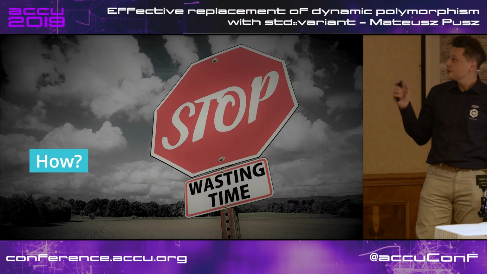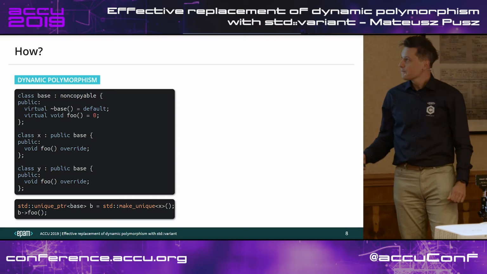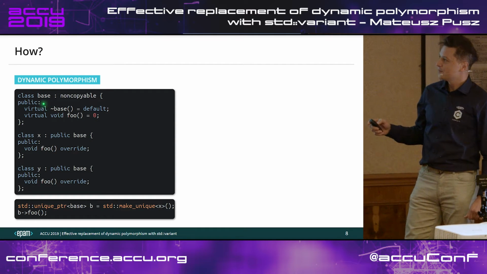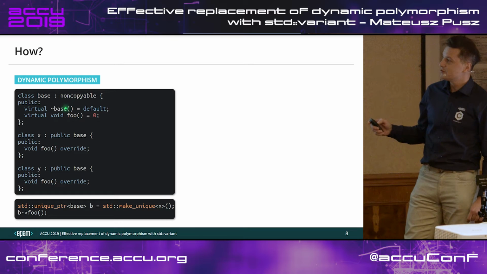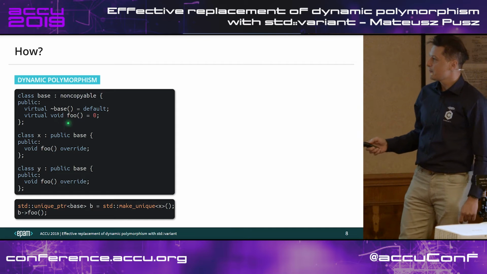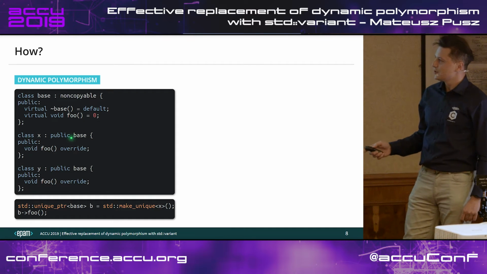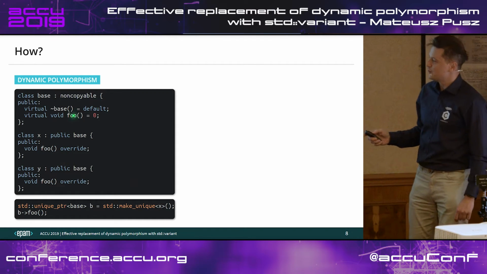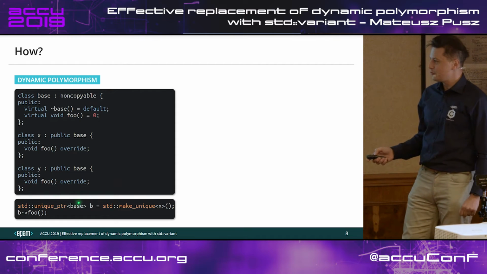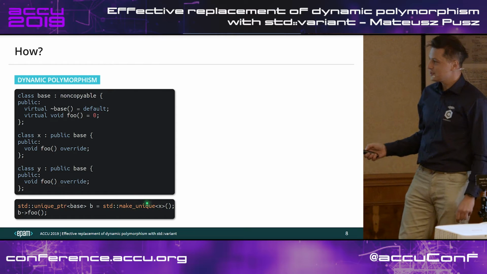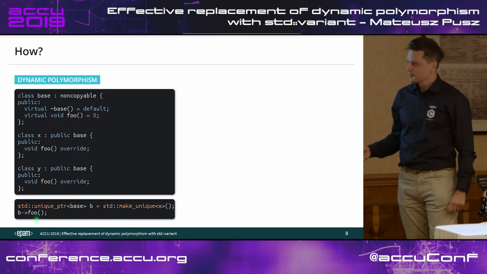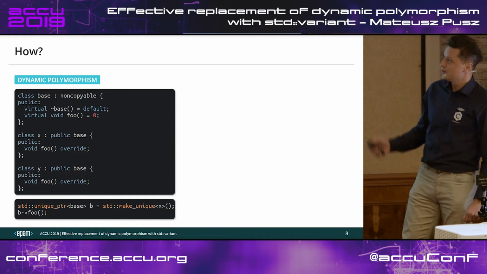So how to do it? This is typical usage of dynamic polymorphism. You have a base class that is non-copyable, has a virtual destructor, and some virtual function that's pure virtual in the base class. And you have some child classes that override this specific function with the same signature. In most cases, when dealing with polymorphism, you have to dynamically allocate memory for child classes, and you're working mostly with base class pointers. Probably all of you know it.